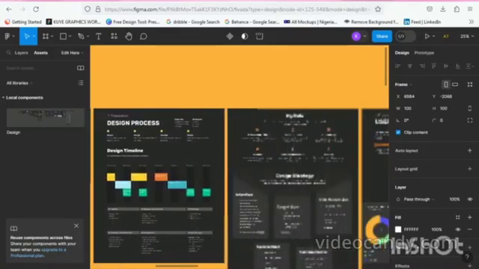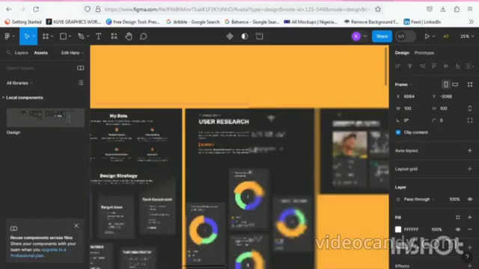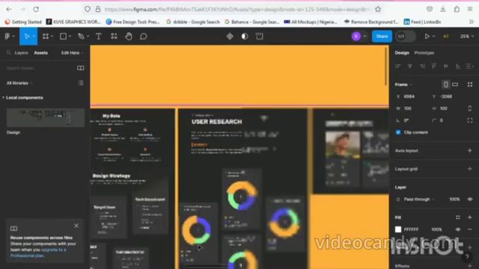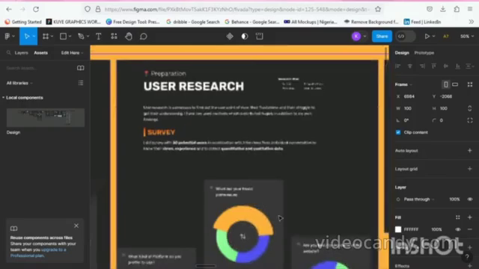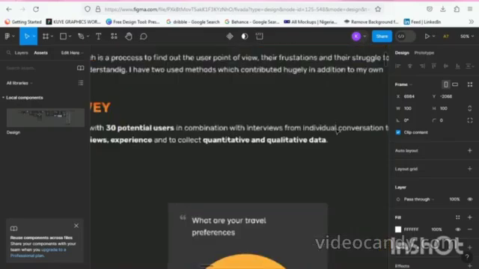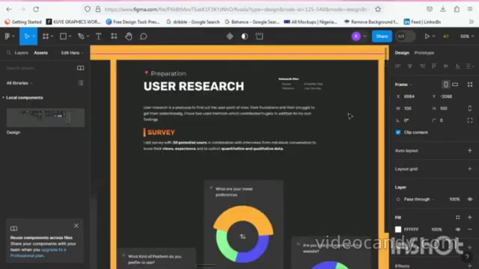So let me show you one on Figma that I did. So this is how a user research looks. After you've done your research and gotten information from everybody, you put it down on paper. It now comes to designing, because you must present it. It must show on your portfolio. People must see that you actually did the design. So let me zoom this.